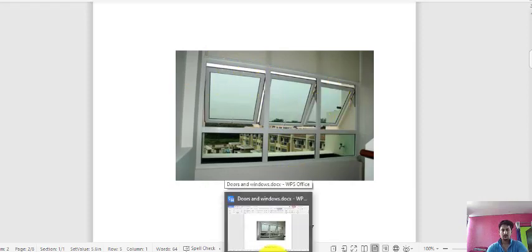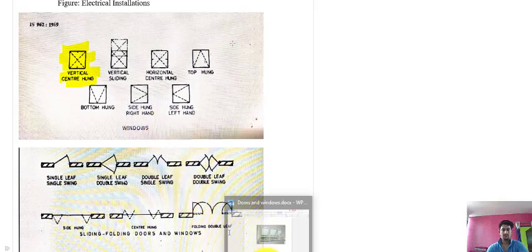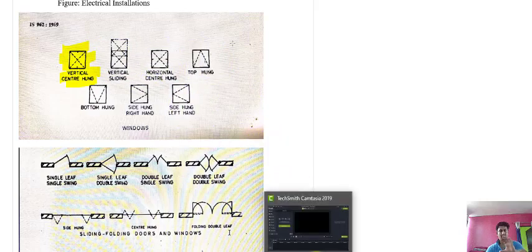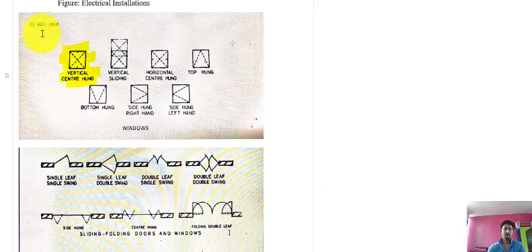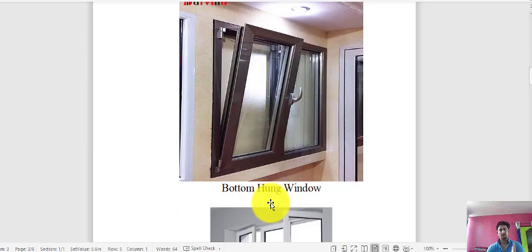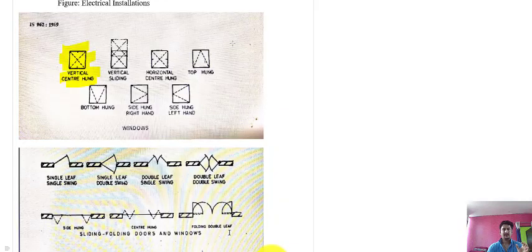And now the other one is bottom hung. These are all the symbols you use in a drawing to show what type of window it is. I have told you vertical sliding, horizontal center hung, and top hung. This is the top hung and this will be the bottom hung, hanging from the bottom. The other one is side hung right hand.